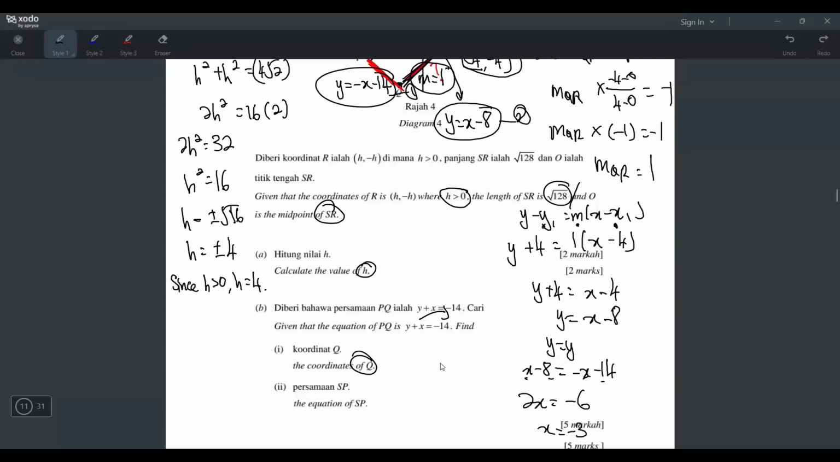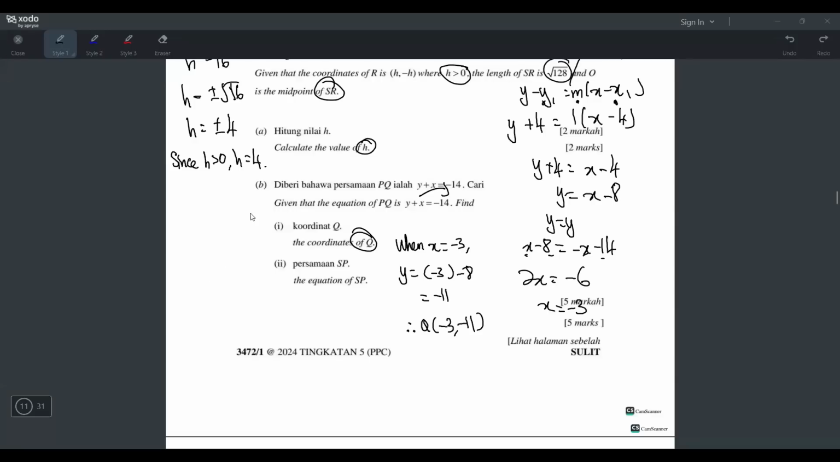Let's say I substitute into equation 2. So when x equals -3, my y will be x minus 8, which is -3 minus 8, -11. So now I can write my answer. Point Q is (-3, -11). Let's label it here also, because maybe we need it for the next question, right? Okay, let's continue with the last part, B question 2.